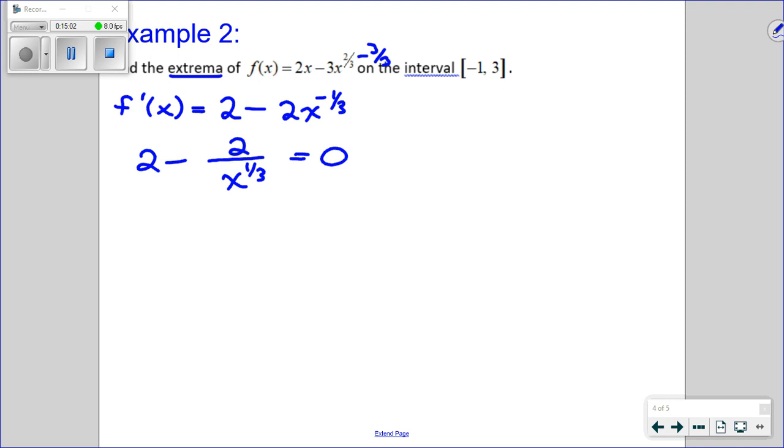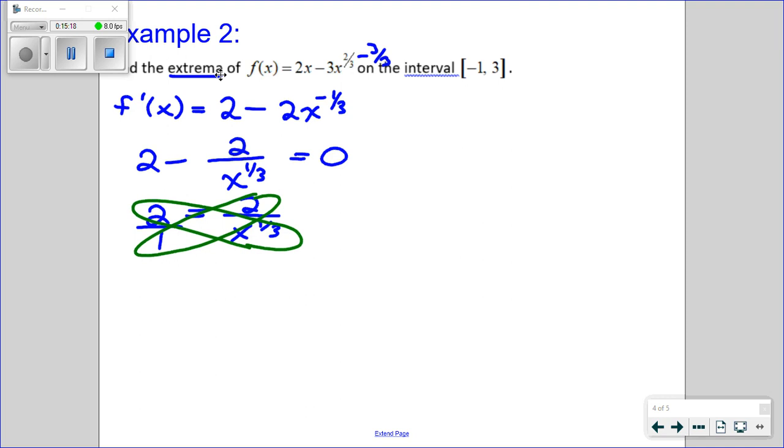Well, what I would do is I would add the 2 over x to the 1/3 power and set it up like a proportion. Okay, this would be 2 over 1, so that way you can cross multiply. Okay, so then we're going to end up with 2 times x to the 1/3 power equals 2 times 1, which is 2.